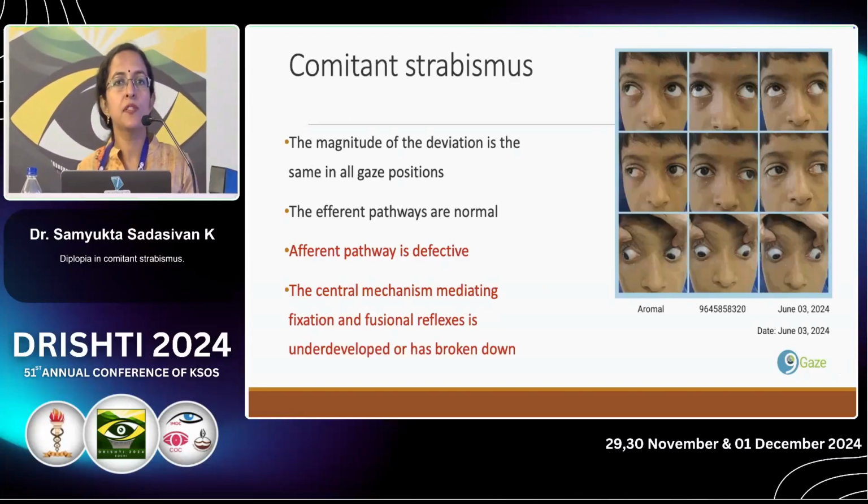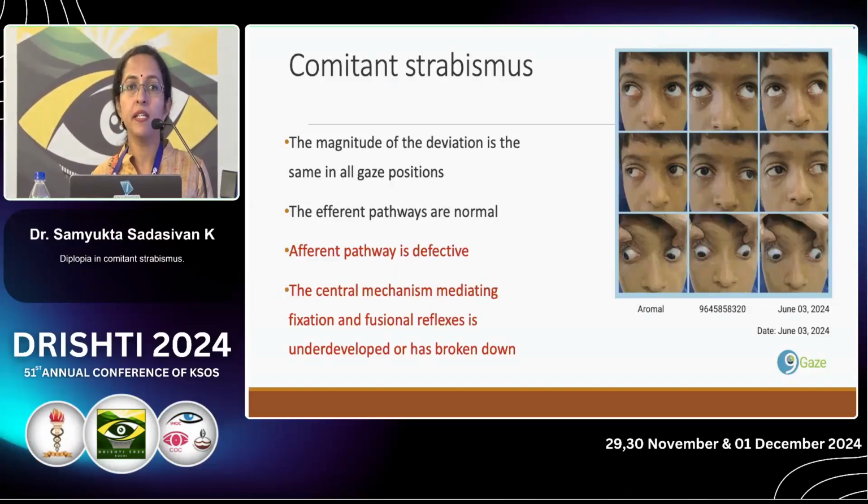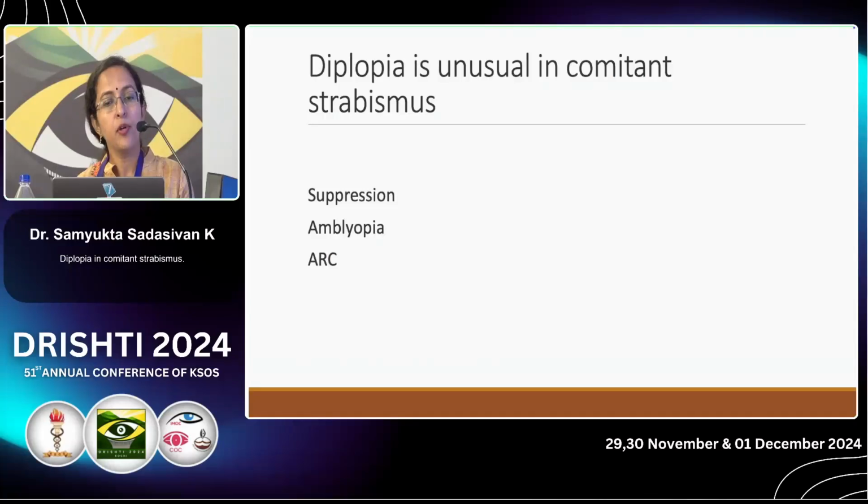So, strabismus, which is comitant, signifies that the misaligned eyes maintain their abnormal relation to each other in all directions of gaze. So, when you measure the deviation, the magnitude will be the same in all gaze positions. So, here the efferent pathways are essentially normal, and the problem lies in the afferent pathway. So, the central mechanism mediating fixation and fusional reflexes is either underdeveloped or has broken down. So, usually diplopia is very unusual in comitant strabismus.